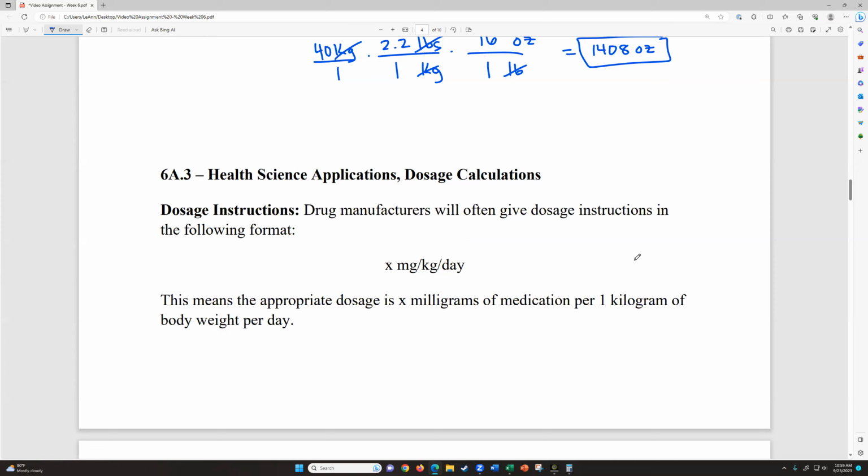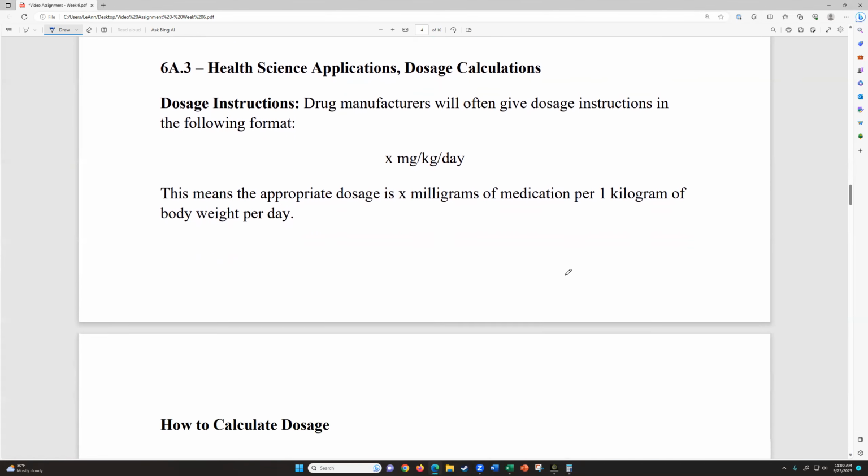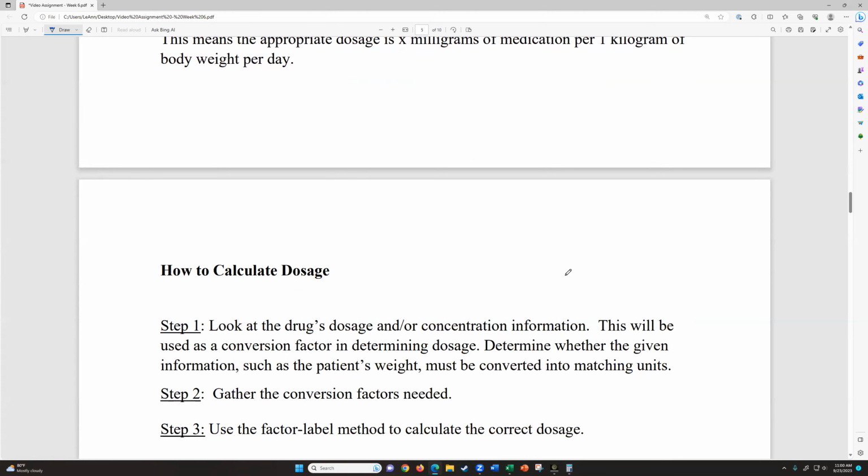So, dosage instructions. Drug manufacturers will often give dosage instructions in the following format. They'll say you need to take this many milligrams per kilogram of your weight per day. This means that the appropriate dosage is X milligrams of medication for 1 kilogram of your body weight per day. So we're going to look at how to convert a person's weight and use a prescription of medicine from the doctor to figure out how much they should take per dose.